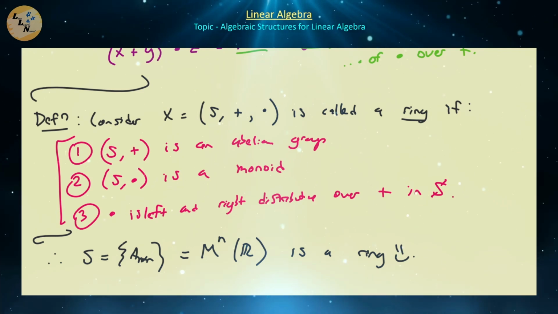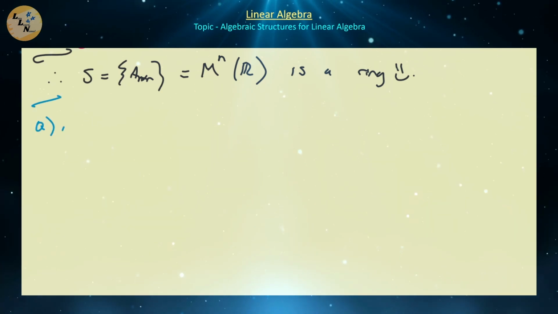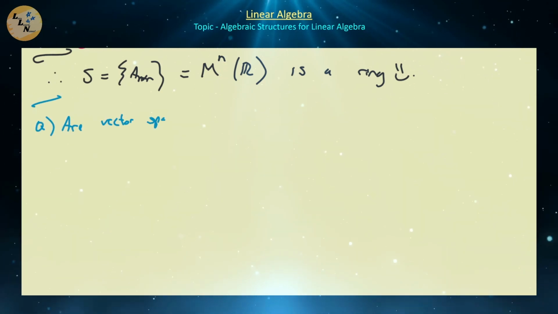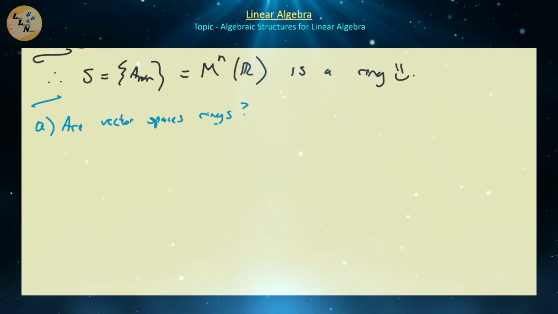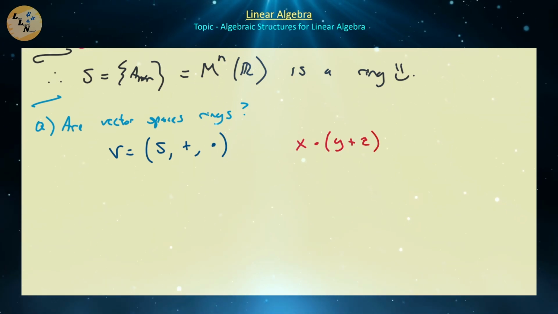Now, what about vector spaces? Are vector spaces rings? Well, let's think about that for a moment. Let's consider what a vector space is. Usually a vector space V is a set S with two binary operations: plus, vector addition, and times, scalar multiplication. Let's consider the distributivity property for a minute. For example, if we have x star (y plus z), where dot is scalar multiplication and plus is vector addition, maybe it works, maybe it does not.